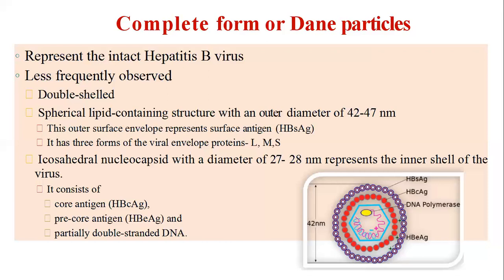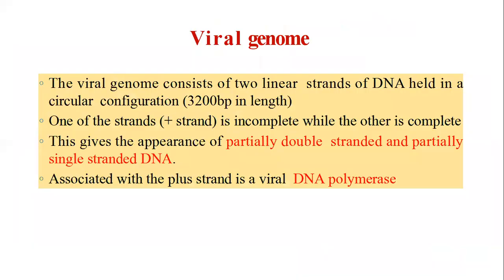So apart from the HBsAg antigen, they have two other types of antigen. One is HBcAg, known as the core antigen. Another one is HBeAg, the pre-core antigen. Within the capsid is the genome, the partially double-stranded DNA, with a length of about 3200 base pairs, in a circular configuration.